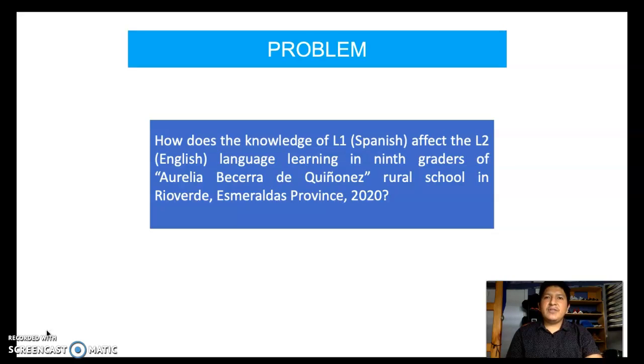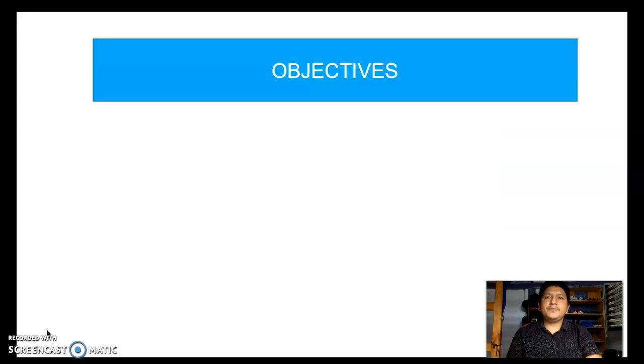For this reason, the problem of the investigation emerged as how does the knowledge of L1 Spanish affect the L2 English language learning in 9th graders of Aurelia Becerra de Quiñones Rural School in Rio Verde, Esmeraldas Province 2020.